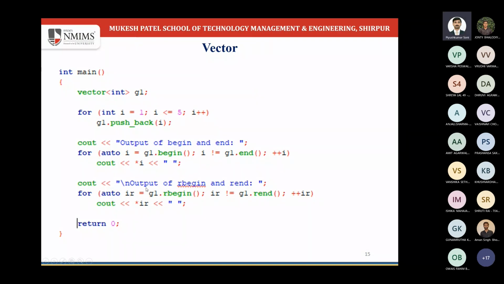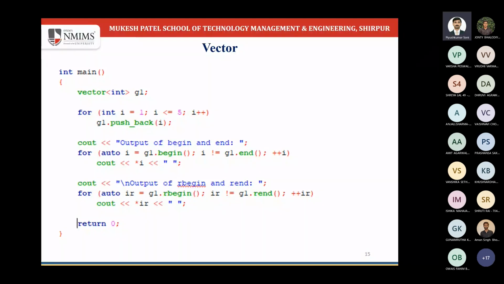And if we swap these begin and end pointers with rbegin and rend pointers, what will happen? It will display the list in reverse order. So begin and end work in the forward direction. Begin will give the address of the first element, and end will give the address of the theoretical next element after the last element. rbegin will give you the address of the last element, and rend will give you a pointer to the theoretical element preceding the first element.